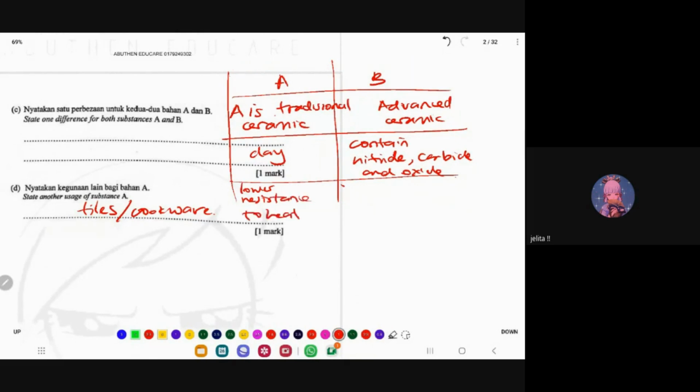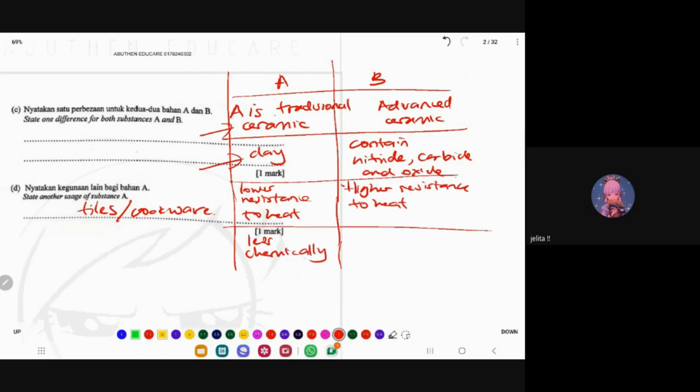To heat. Will be higher resistant. To heat. But in exam, just better do this, okay? Enough. But here you have additional knowledge if you want. Less chemically inert. This one will be more.